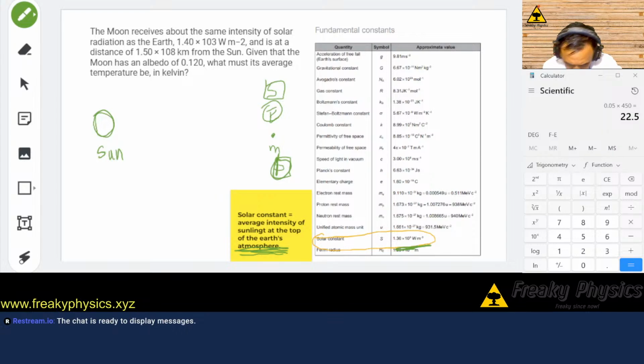So now we know that the distance is the same. We know that this distance is 1.5 times 10 to the 8 kilometers, so that's going to be the same as 1.5 times 10 to the 11 meters. Right? So now we know the albedo of this moon. It's 0.120. What's the average temperature in Kelvin?